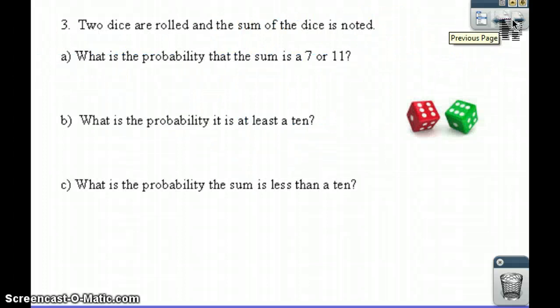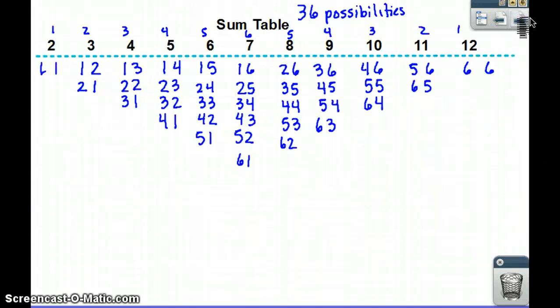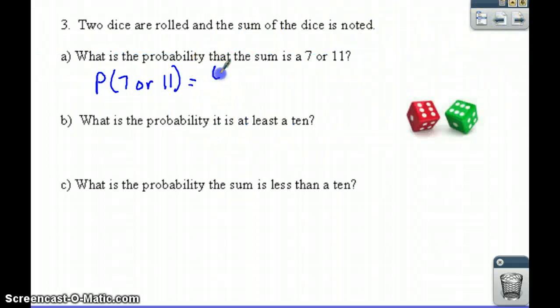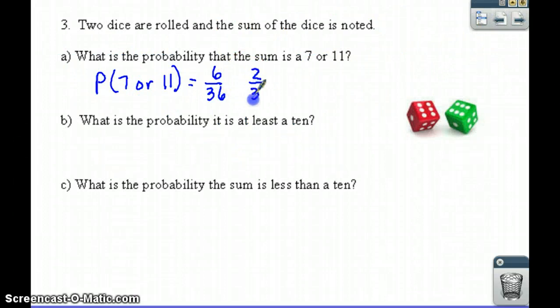So what's the probability the sum is a 7 or an 11? Well, the probability that I roll a 7 is 6 out of the 36 times. The probability that I roll an 11, well, that's 2 out of the 36 times. Now this is an OR problem, and in ORs we add. So 8 out of the 36 times, or 2/9 if I reduce it down, 2 out of 9 times, I'm either going to roll a 7 or an 11.